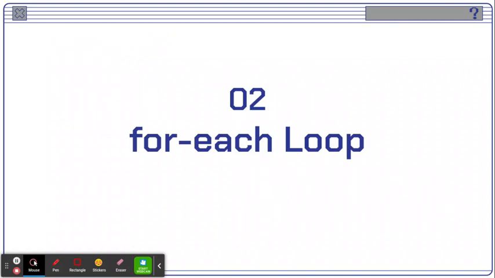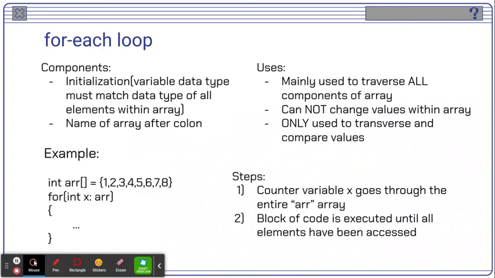Now let's take a look at the for each loop. So the for each loop is a bit different than the simple for loop. We can see it requires the declaration of a variable, and that variable must match the same data type as the rest of the elements inside of the array. Then we also need the name of the declared and initialized array after the colon.